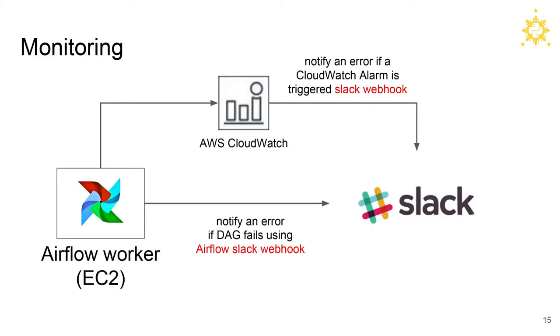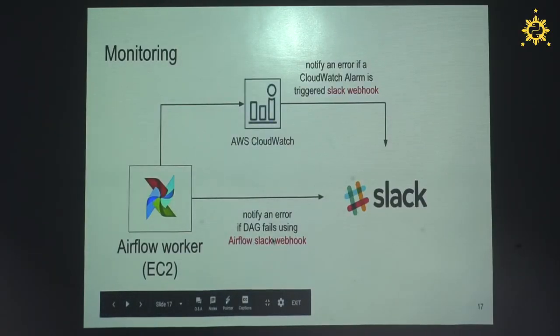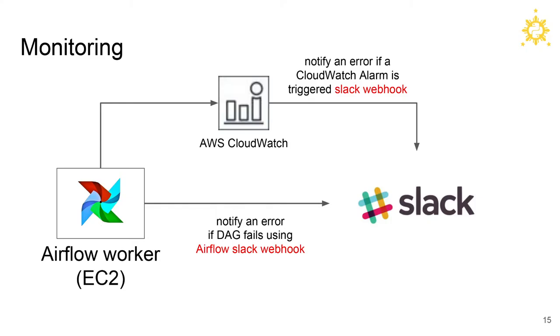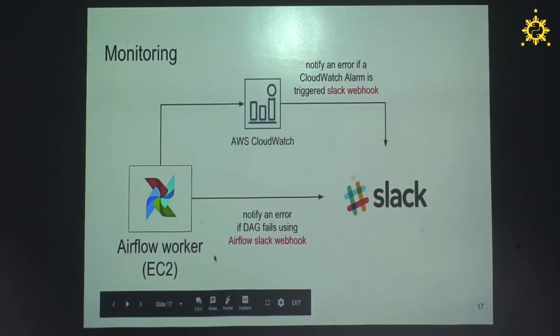Also, monitoring. Airflow supports webhooks. A webhook is a kind of feature where you can run some code when some event happens, like if a job fails, your registered webhook is executed. We basically use Slack for monitoring. We set up CloudWatch metrics monitoring on AWS. Then if CloudWatch finds some errors, it notifies the errors to a Slack channel. We also use the Airflow webhook. If a job fails, Airflow notifies the error to Slack.